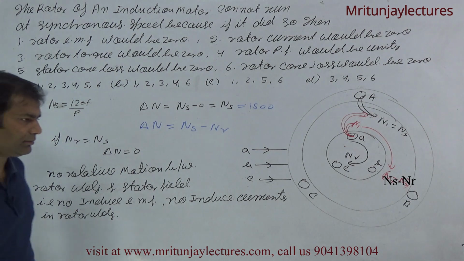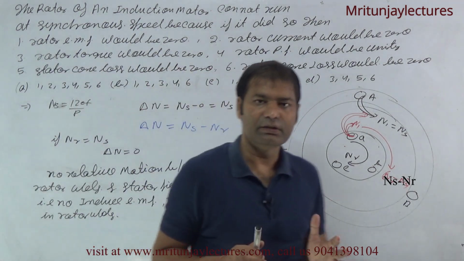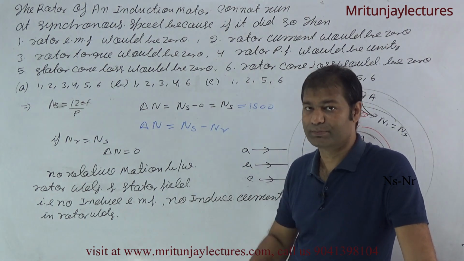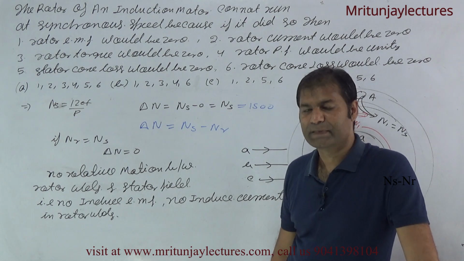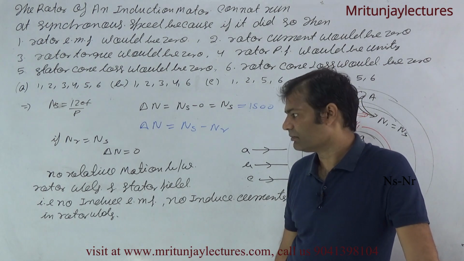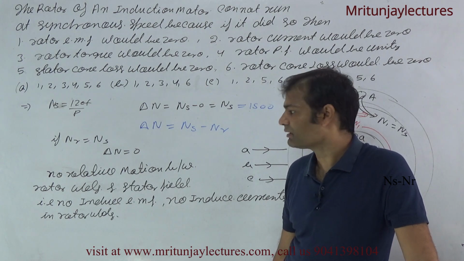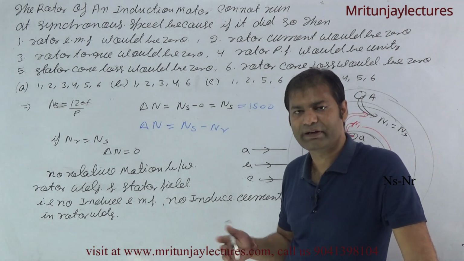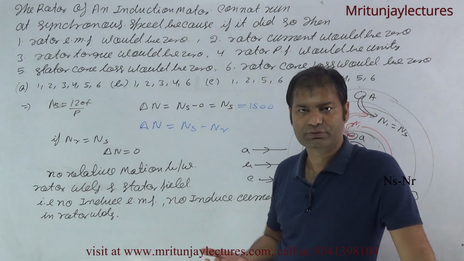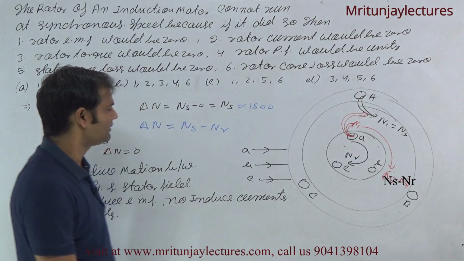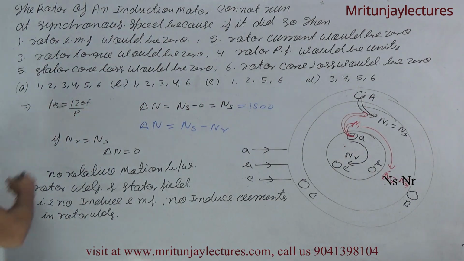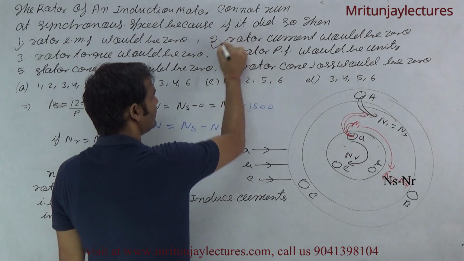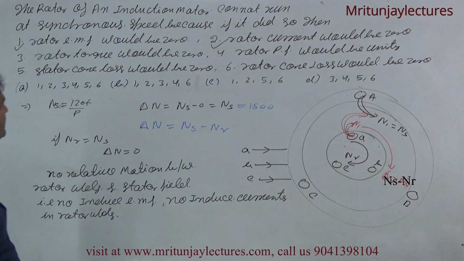Clear? Means rotor conductor and stator field both are moving with the same speed in the same direction. That's why there is no relative motion between stator field and rotor conductor. That's why no induced EMF on the rotor conductor, or the rotor winding. If no induced EMF, then no induced current is generated in the rotor winding. Clear? So which one is correct? The first one is correct, rotor EMF would be 0, and the second one, rotor current would also be 0.